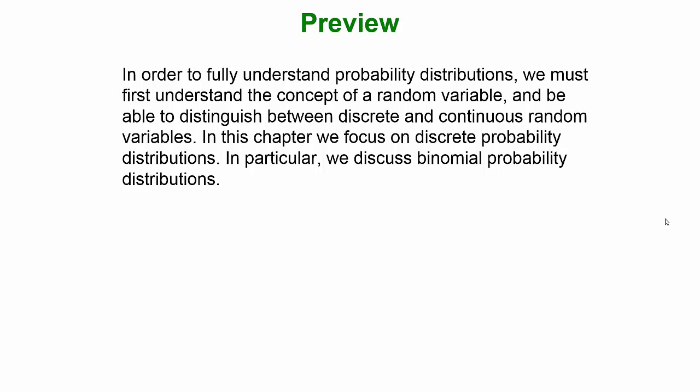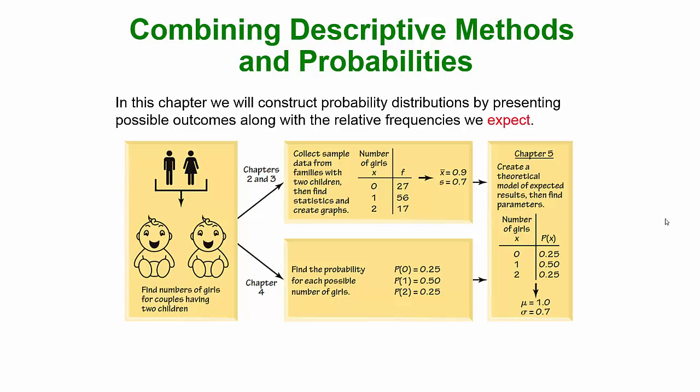In order to fully understand probability distributions, we must understand the concept of a random variable and be able to distinguish between discrete and continuous random variables. In this chapter, we focus on discrete probability distributions. In particular, we discuss binomial probability distributions. In this chapter, we will construct probability distributions by presenting possible outcomes along with the relative frequencies that we expect.